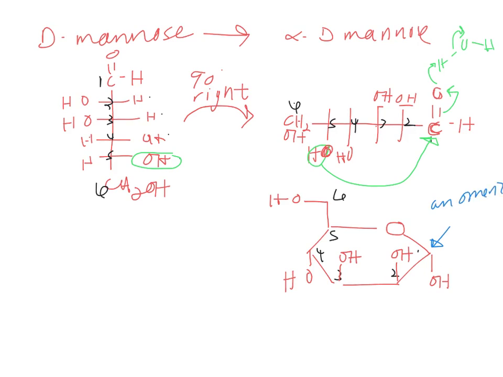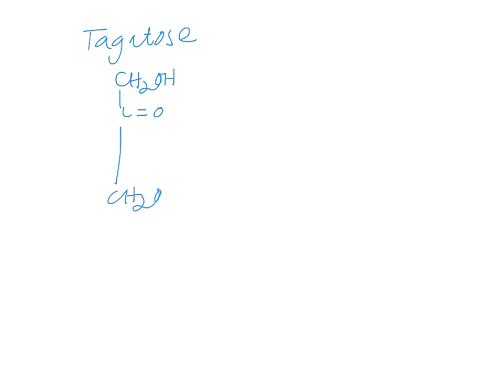It's the anomeric carbon. Okay, we're going to do a ketose just because I want to make sure that you've seen examples of both. So I picked this goofy one called tagatose. Have you ever even heard of this? My guess is that you haven't. Okay, so CH2OH, ketone, straight line, CH2OH, and then 1, 2, 3. I've got 2 OHs on this side and 1 OH here. I'm just going to go ahead and automatically rotate this 90 degrees to the right.